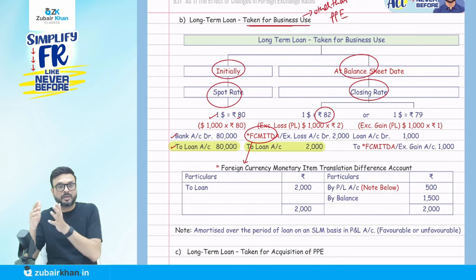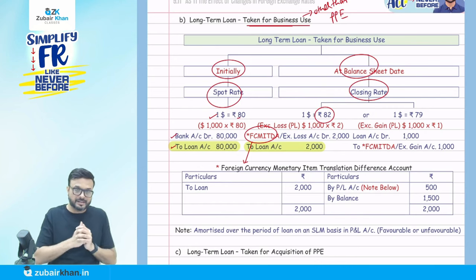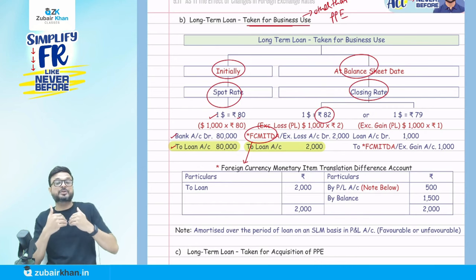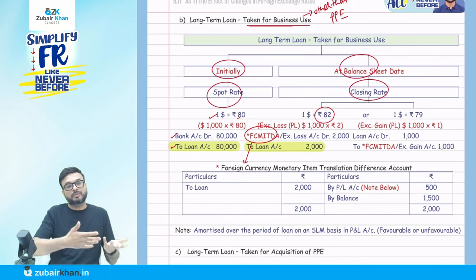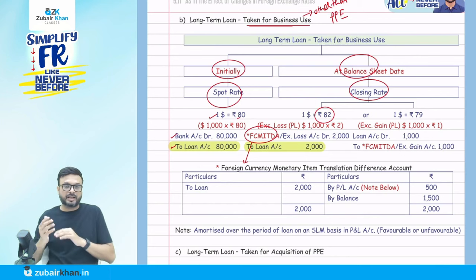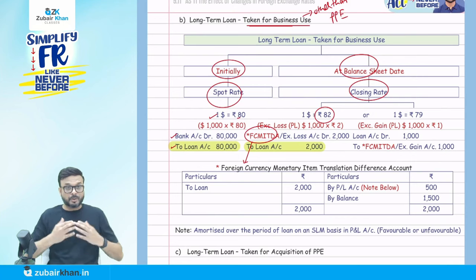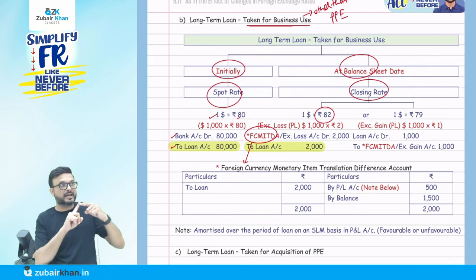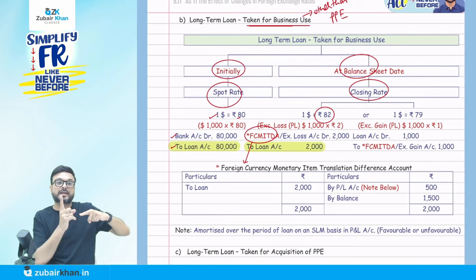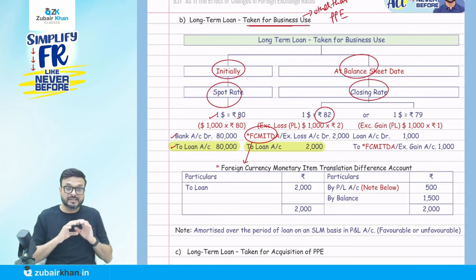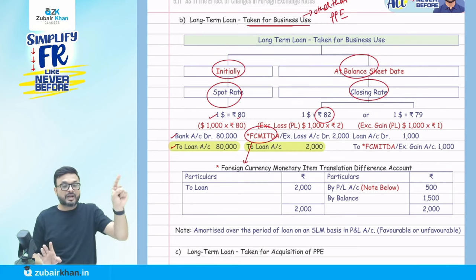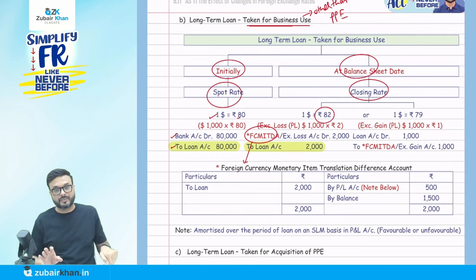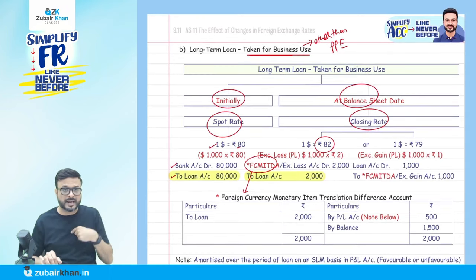If it is a debit balance, it will appear on the asset side. If it is a credit balance, it will appear on the liability side. So why are they giving us the option to record it in the balance sheet instead of the P&L account? The reason is that I have an argument: this exchange gain or loss is not my fault. If I took a foreign loan and I am going to pay it, and an exchange loss happens, I am not responsible for that exchange loss.